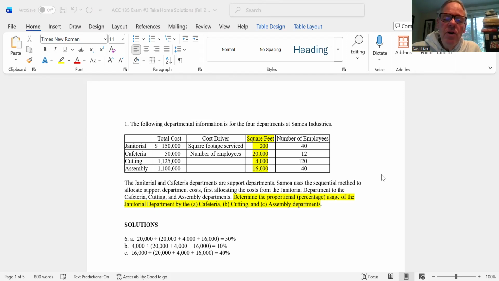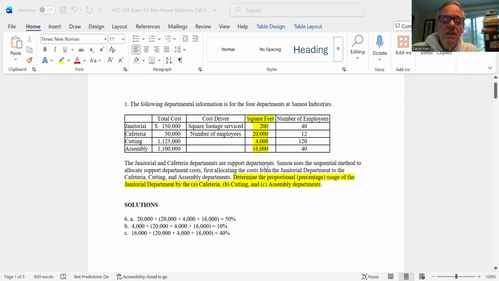First one is pretty straightforward. We have to determine the proportional percentage of usage of the janitorial department by cafeteria, cutting, and assembly. The company uses the sequential method, and you can see here that janitorial services are allocated under the cost driver as square foot. So you have to allocate janitorial to cafeteria, cutting, and assembly on the basis of square footage. So it's 20,000 for cafeteria, 4,000 for cutting, and 16,000 for assembly.